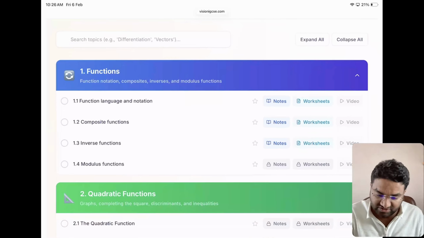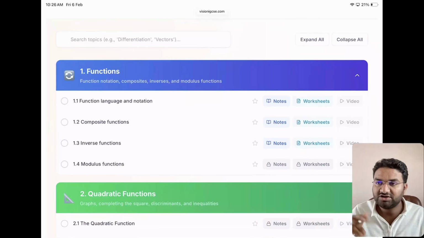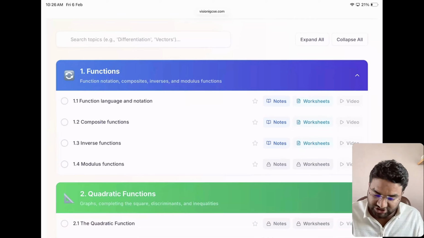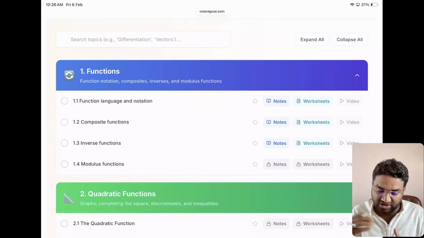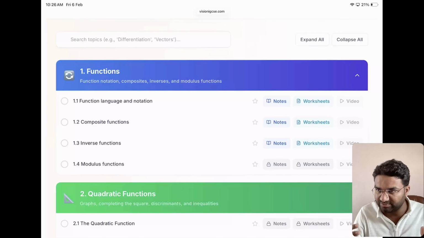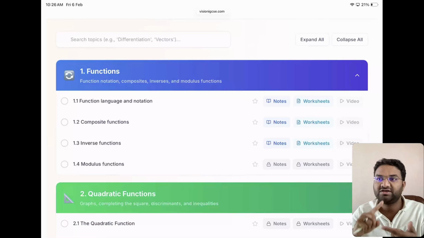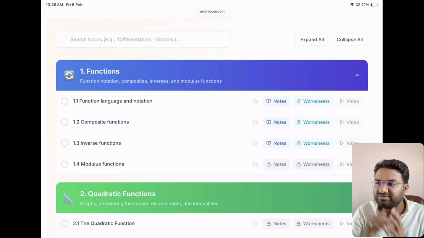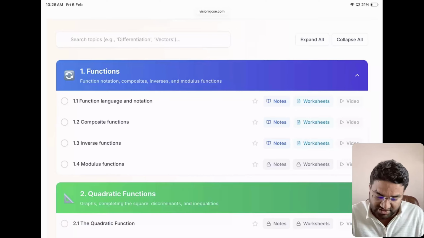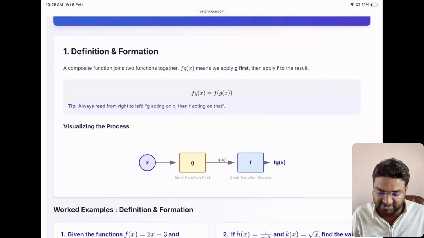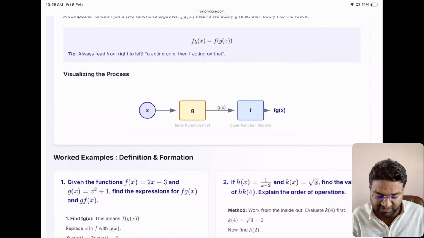If you look at functions, we have 4 topics: function notation, then composite function, inverse function, modulus function, and combined questions on composite, inverse and modulus functions. So suppose you just look at the composite function notes. Fine. So the composite function notes we have covered.